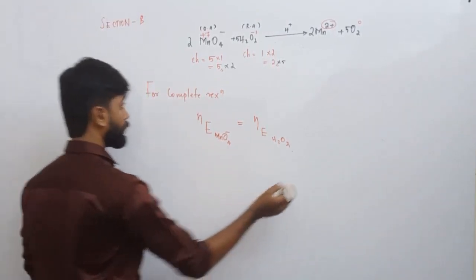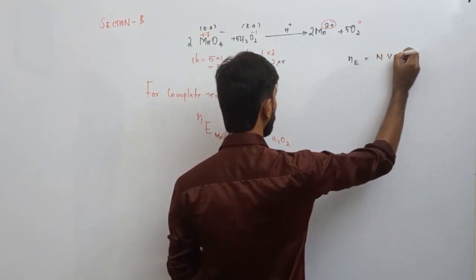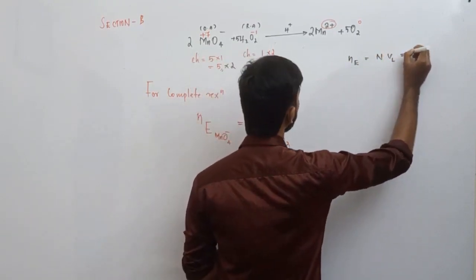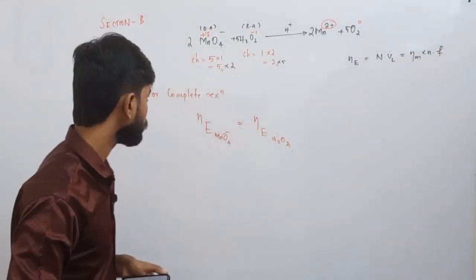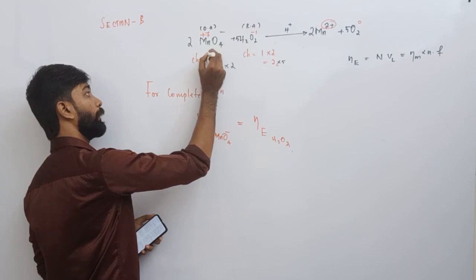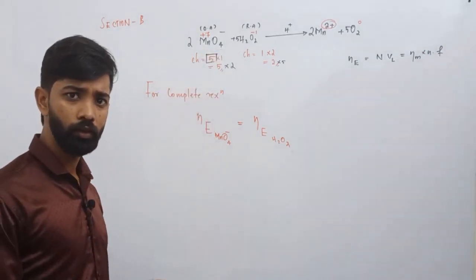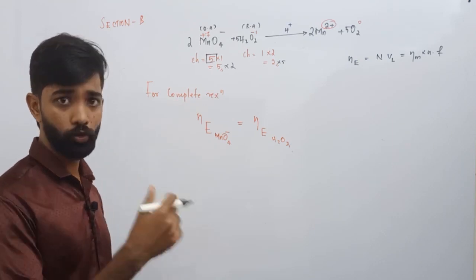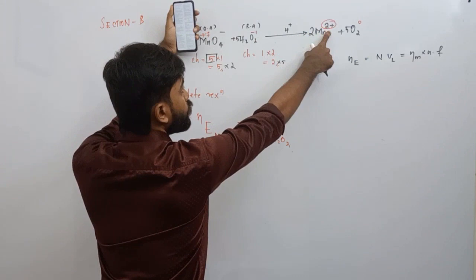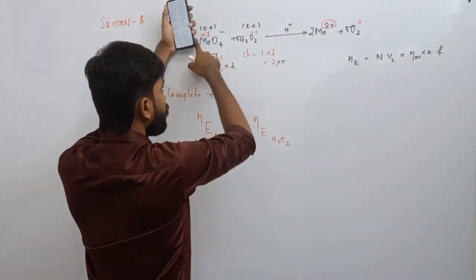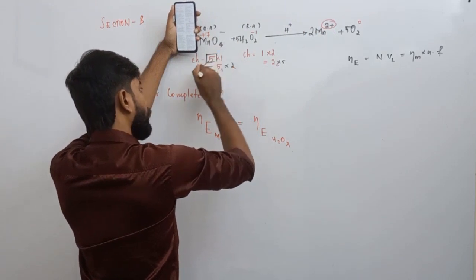Here, what are the formulas for number of equivalents? Number of equivalents can be calculated by normality into volume in liter, or by number of mole into its N factor. Agreed? What is the N factor of permanganate? That is 5. What do you mean by N factor? Change in number of electrons per mole. For 1 mole of MnO4 minus, the change is plus 7 to plus 2. So the N factor is 5.